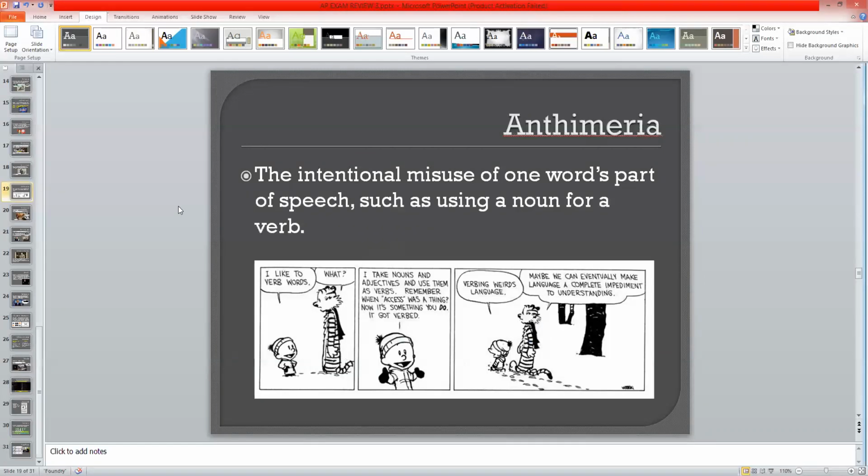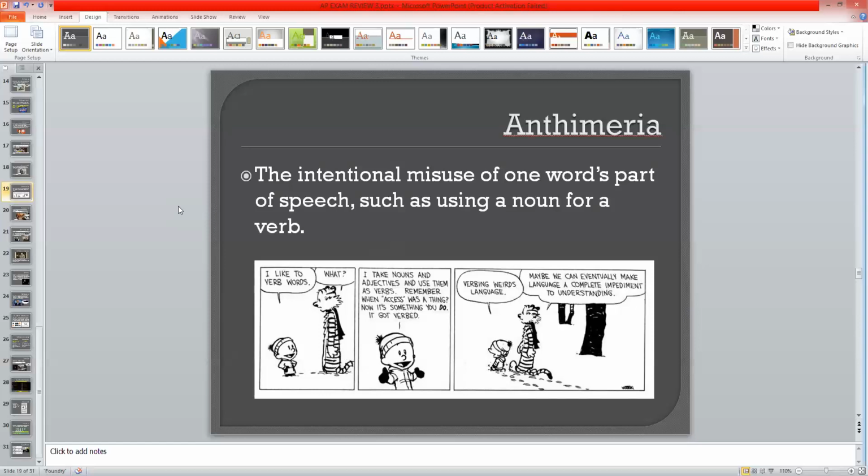Another weird one, anthimeria: the intentional misuse of one word's part of speech, such as using a noun for a verb. And we do this a lot in modern society, actually. If you think about social media, the last topic we talked about in class, if you said something like, I Snapchatted, you're making Snapchat into a verb, but by default, it is a noun. By default, it is a product. It has no verb form to it, but we made it into a verb form.